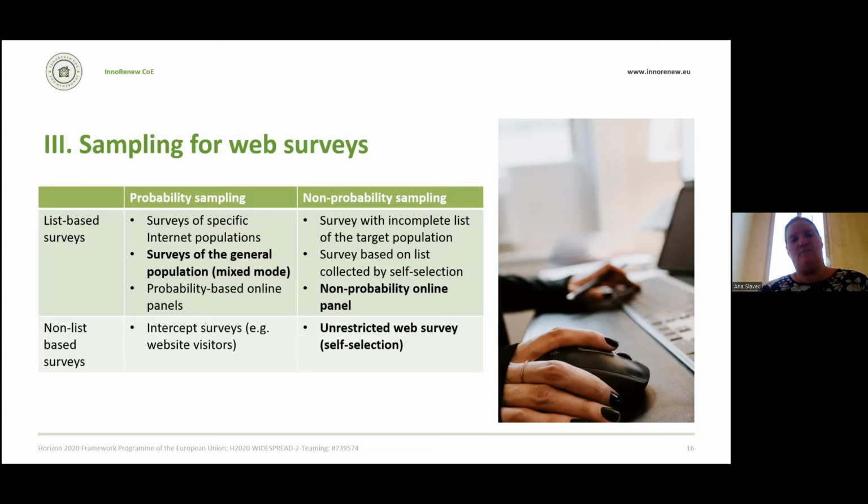Because we know the probability of... if you remember from the previous slide, the definition of probability sampling is that there is a known probability that somebody is on the list. The other way of doing a probability sample online is if we have a survey of a specific internet population. Let me give you an example.